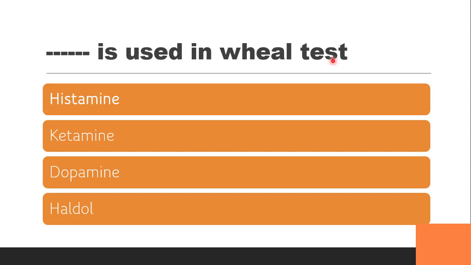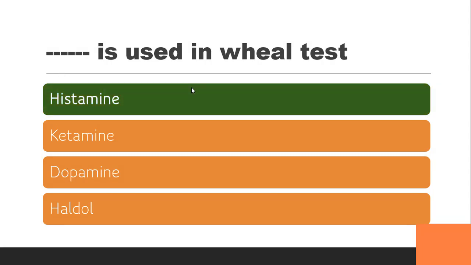In the wheal test, histamine is injected to the patient intradermally. If it is a normal person, then on the skin where the histamine is injected, it will show a reddish spot within 2 to 5 minutes, and if there is a delay in appearance of the reddish spot, it is considered a sign of vascular disease. So histamine is used as a diagnostic agent in wheal test.